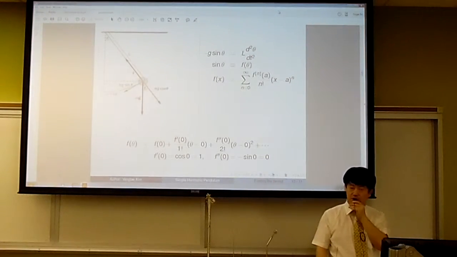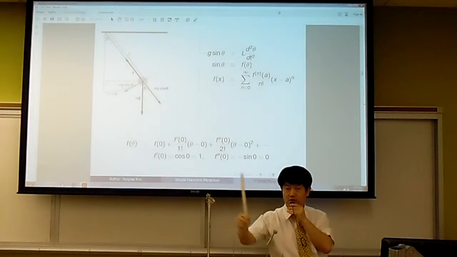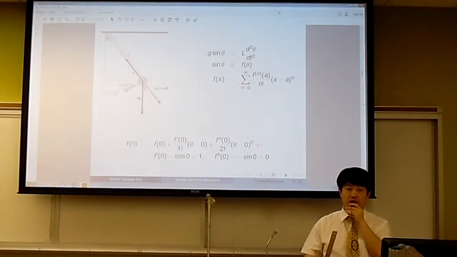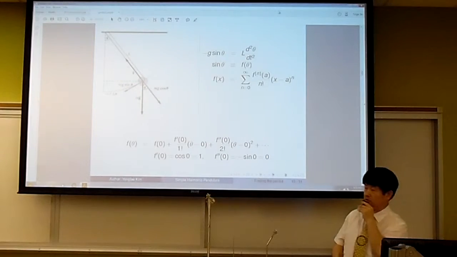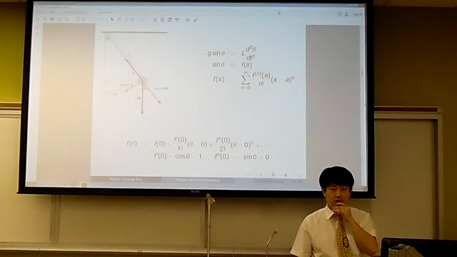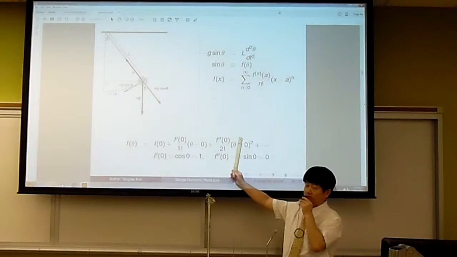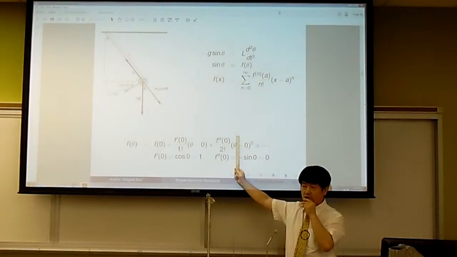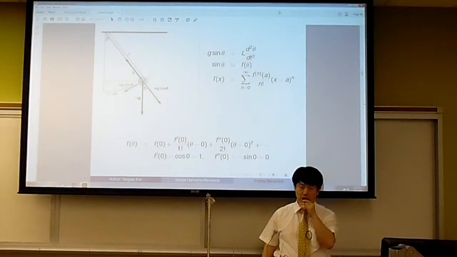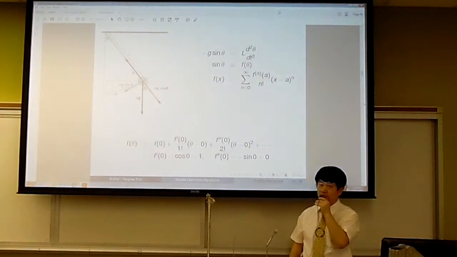Higher order terms, let's think about it. In the parentheses, theta minus 0, this angle we're looking at is a small angle. So this is a small number. A small number taken to a higher power gets much smaller. In the denominator, the number is increasing in factorial. A big number's factorial increases dramatically. So we have a very small number in the numerator and a very large number in the denominator, which means that term goes to almost 0, negligibly small. So we can ignore those higher terms to approximate.